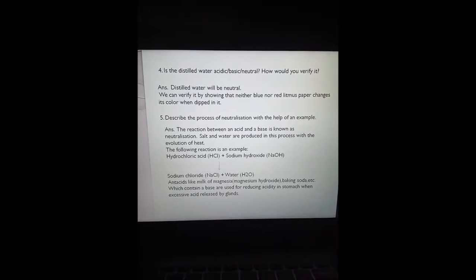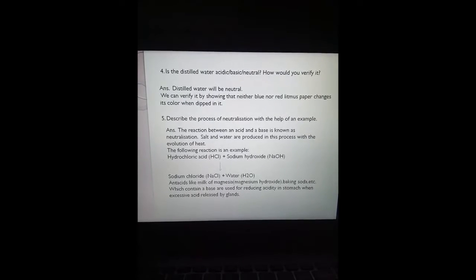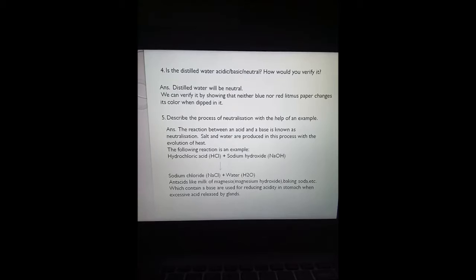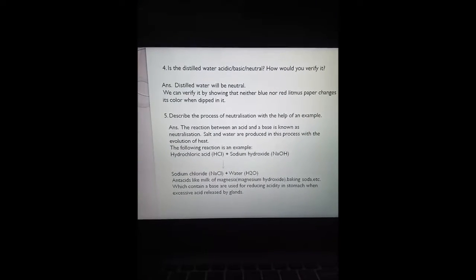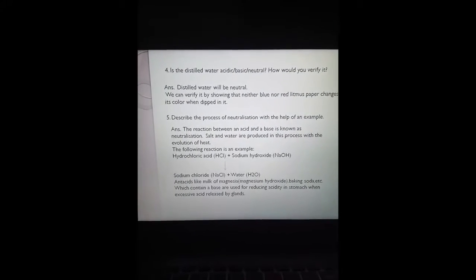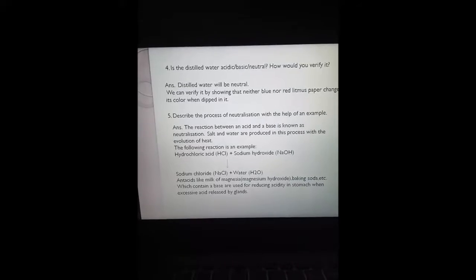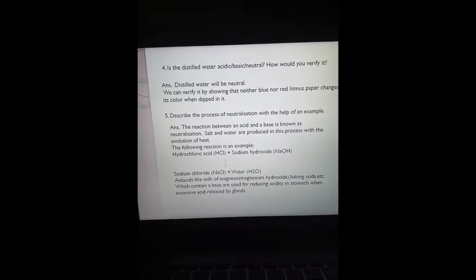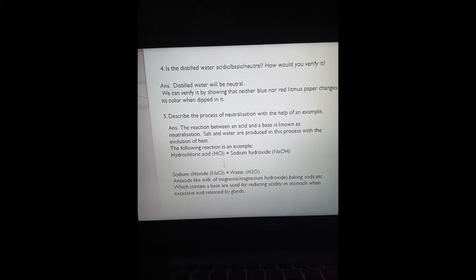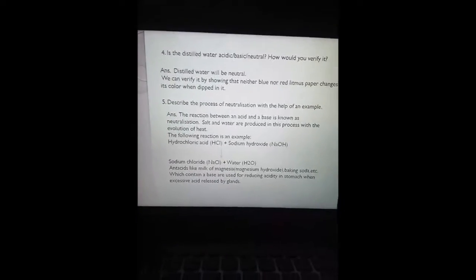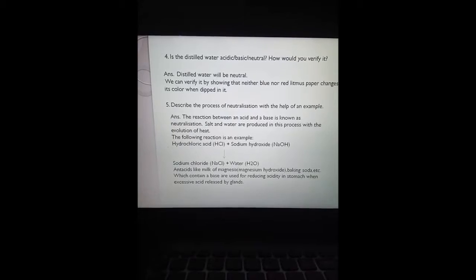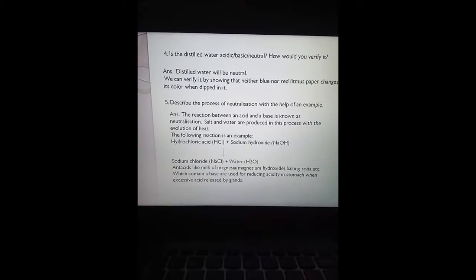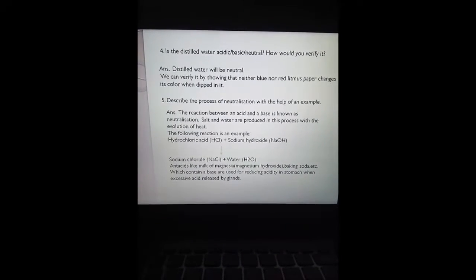The reaction between an acid and a base is known as neutralization. Salt and water are produced in the process with the evolution of heat. The following reaction is an example: hydrochloric acid plus sodium hydroxide. Sodium hydroxide is a base as it contains OH ion, you can see, and HCl contains hydrogen ion. So the result is sodium chloride plus water. Sodium chloride is a salt, the common salt which we have in our food, and water.